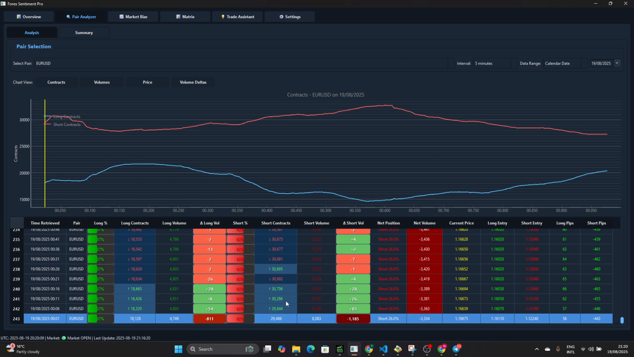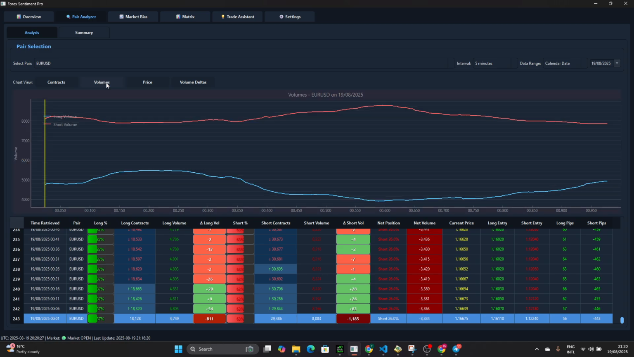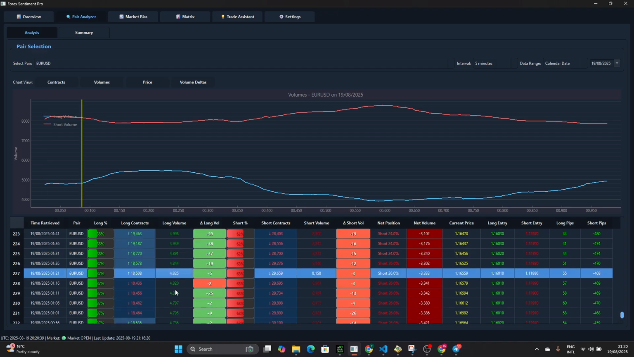There's a lot of numbers and information, I know, but if you know what you're looking for, then it will be simple. First of all, when I select the pair, I'll be looking at the chart to give me the clue. So I'll be looking at the volume first. I see that today, that's 12 midnight, at around 1 o'clock here. Yeah, that's 1 o'clock.